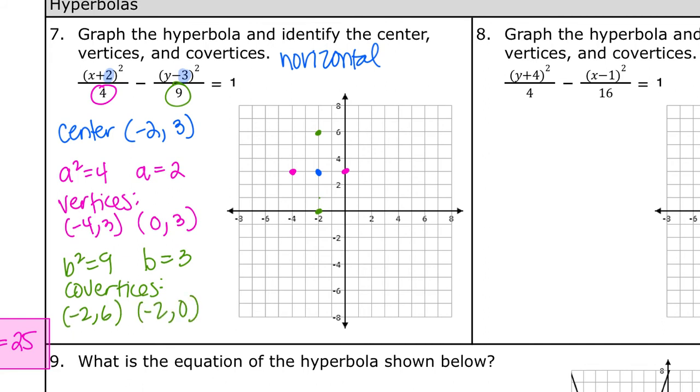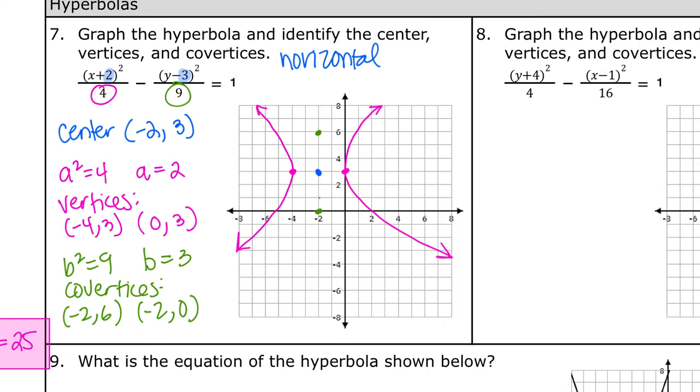Now, this is a hyperbola. It's kind of like two parabolas. And we said it's horizontal, so it is going to make kind of an H shape. So it's going to go something like this. Has to go through the vertices, just like that. So it is important that you identify these points here, the vertices and co-vertices, because I know that's one of the questions on the test.